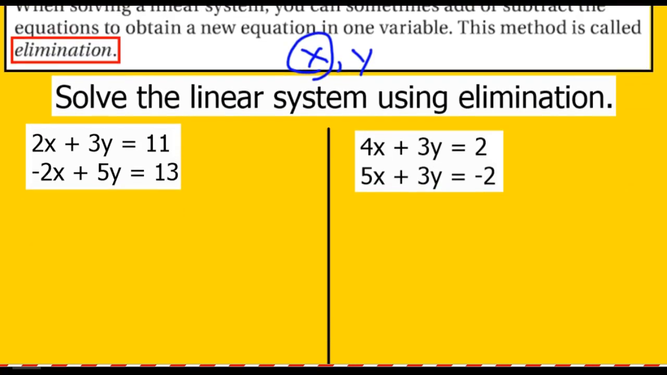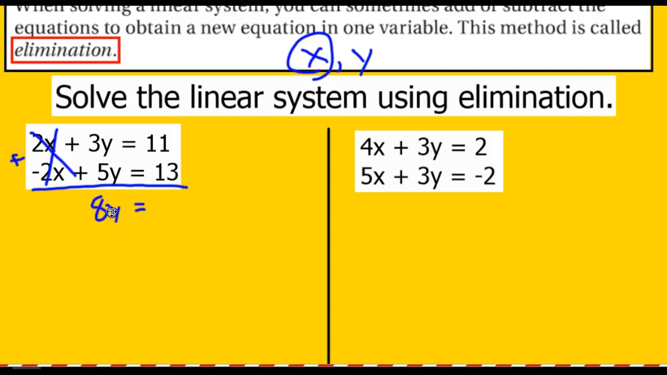If we take a look at this first one, we have 2x plus 3y equals 11, and negative 2x plus 5y equals 13. Well, I see right now that I have 2x and negative 2x. If I were to subtract these, like 2x minus 2x, I know I could just cancel those out, because 2x minus 2x gives us 0. Now, what we did was we added those two together. 2 plus negative 2 gives us 0. So we have to add the y's as well. So 3y plus 5y gives us 8y.